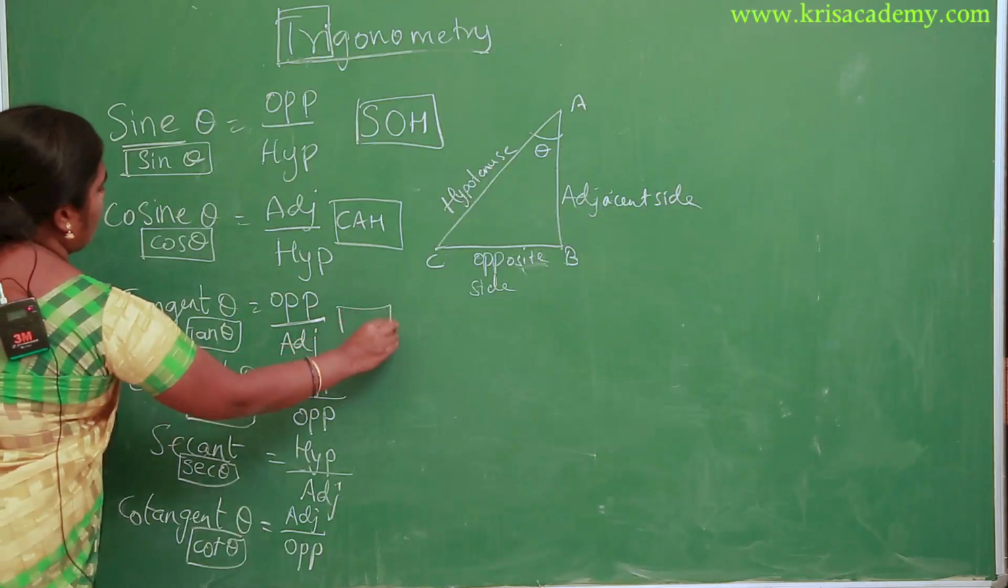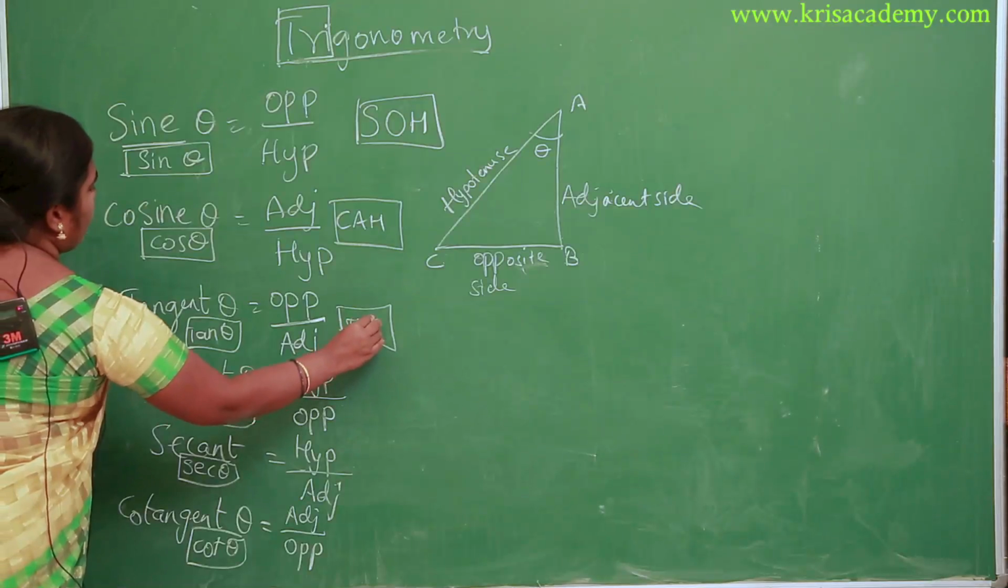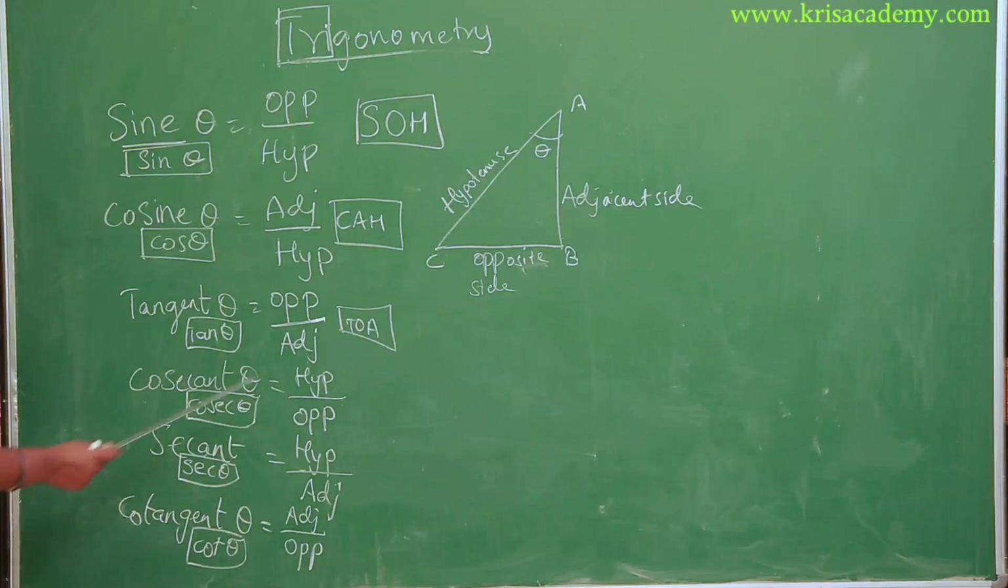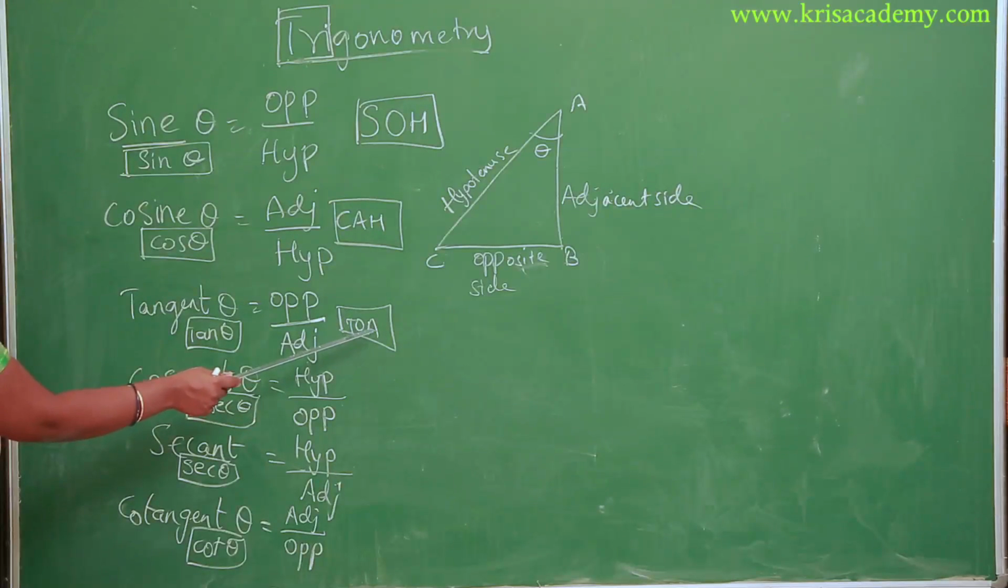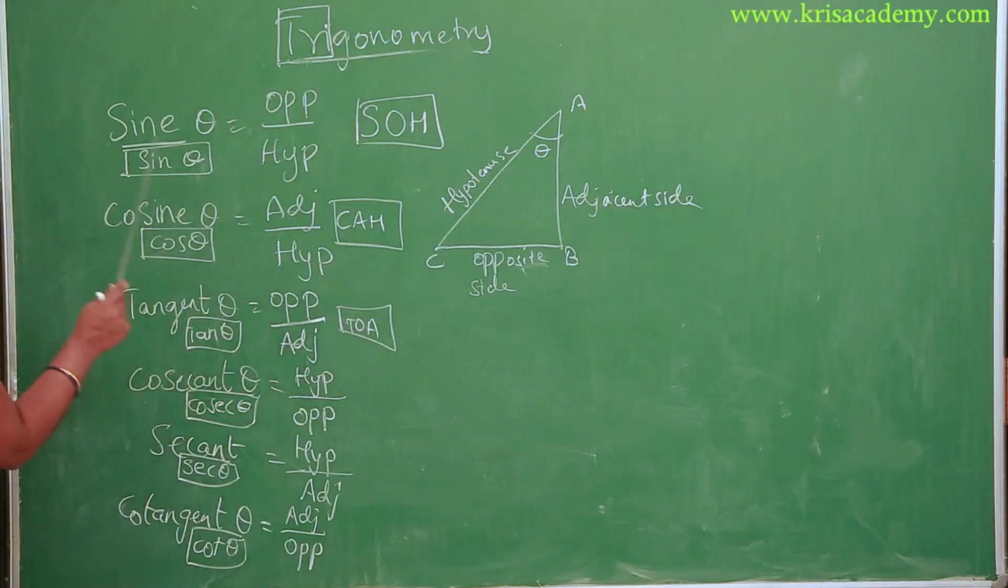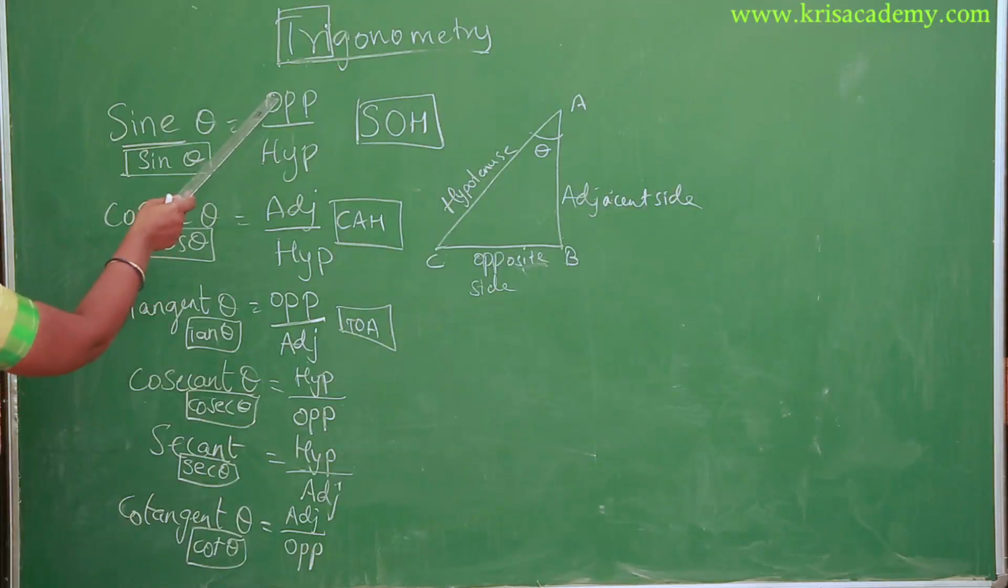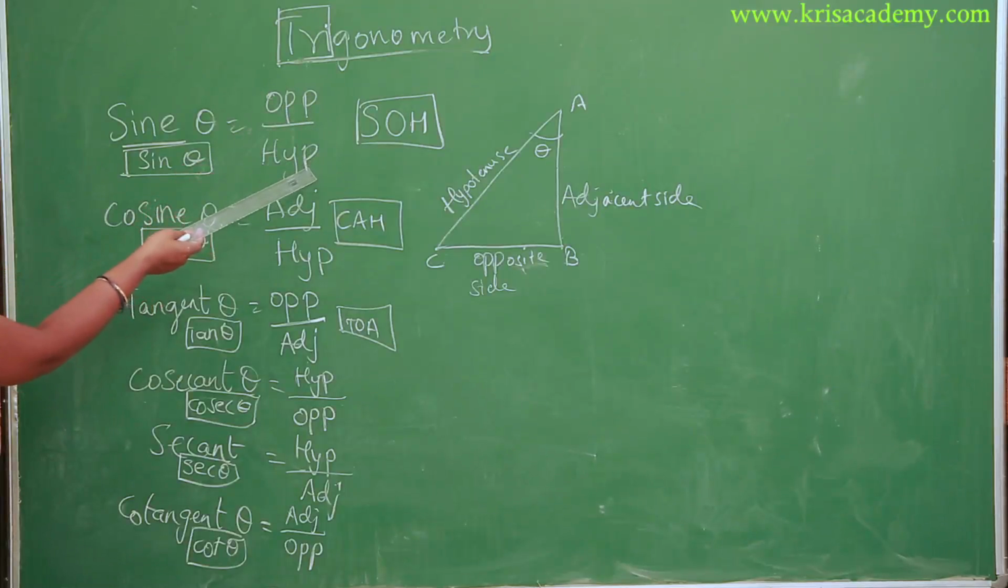Same way tangent also, TOA. T indicates tangent, O indicates opposite, A indicates adjacent. Sine reciprocal is cosecant, cosine reciprocal is secant, tangent reciprocal is cotangent. Reciprocals are nothing but the denominator will become the numerator, and the numerator will become the denominator.